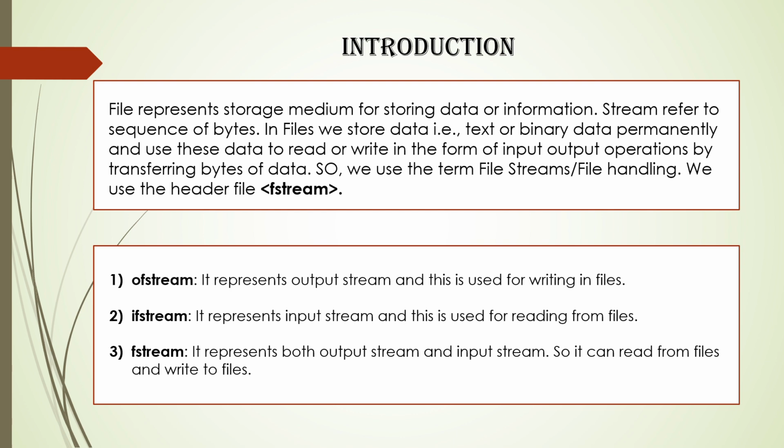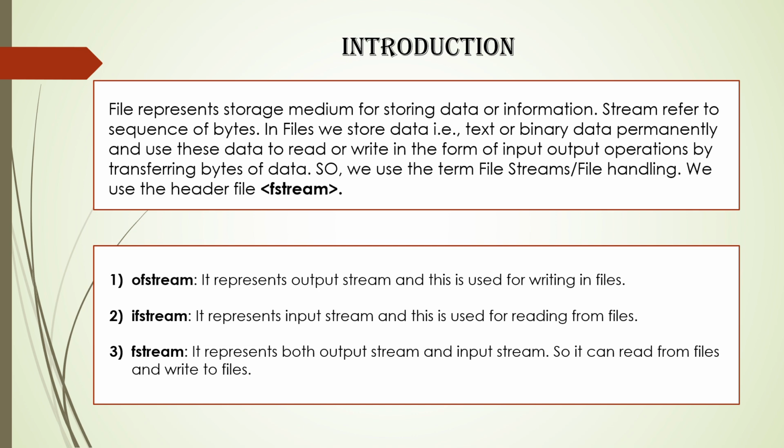Second is ifstream. It represents the input stream, and this is used for reading from files. That is, if you only have to read something from the file, then this header file is used. And the third is fstream. It represents both input and output stream. That is, it can be used to read from files and to write to files too. If you have to perform both operations, then this header file is used. That is, we can say it is a combination of both the above two, that is ofstream and ifstream is equal to fstream.